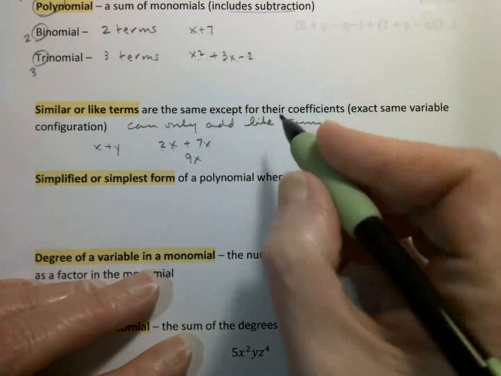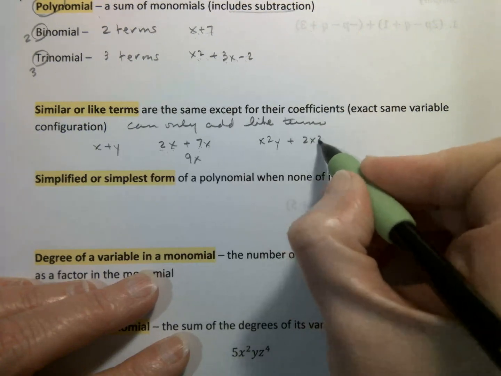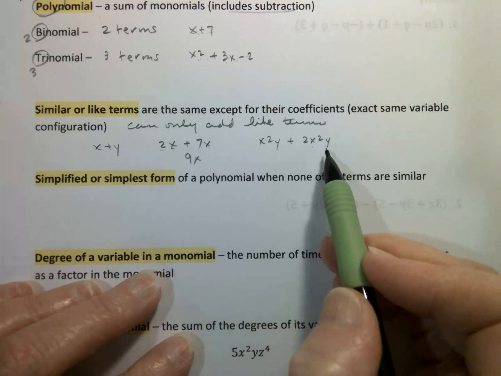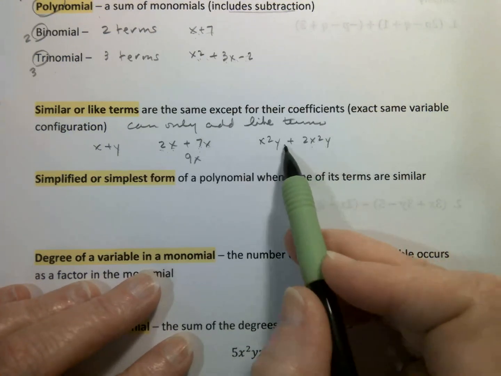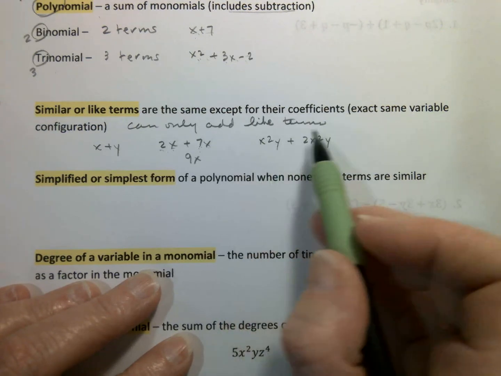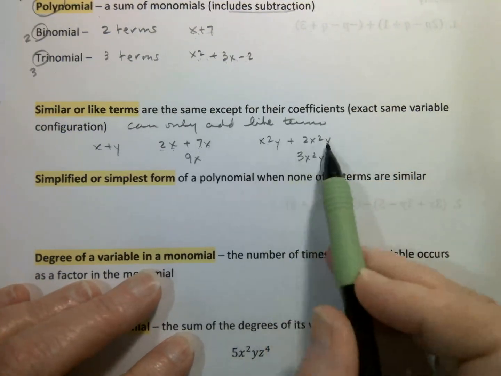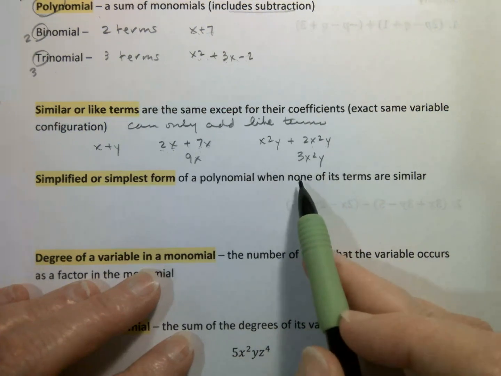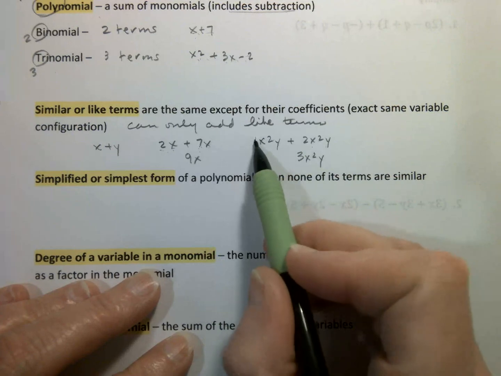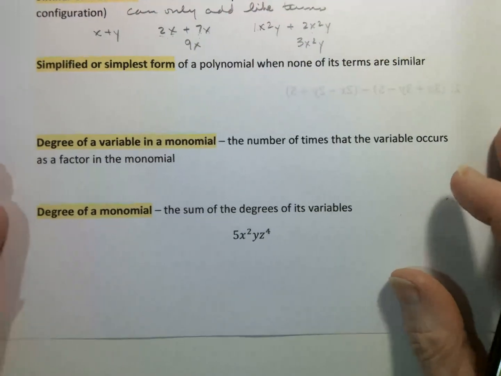If I have something like this, x² y plus 2x² y, the combination of variables x² y are exactly the same. So again, I can add the coefficients. There's no number here, but we assume this is a 1. Okay, so this is 1 x² y, and this is 2 of them. So if I add them together, I get a total of 3 x² y. Notice that when I add, nothing changes with the variables. Okay, the only thing I'm adding are the coefficients, which are the numbers in front. And if there's no number in front, we assume that it's a 1. Okay, so those are like terms, also called similar terms.